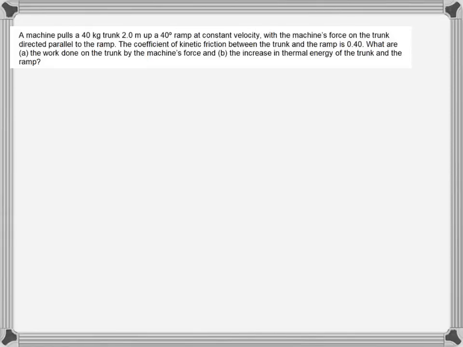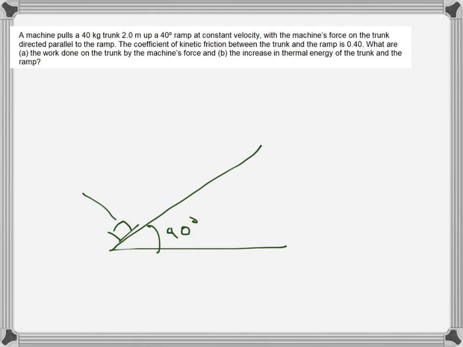Okay, so it says that a machine pulls a 40 kg trunk 2 meters up a 40 degree ramp at constant velocity. So this is the ramp, 40 degrees, and the trunk is 40 kg, so the mass is 40 kg, and this ramp is 2 meters in length. It goes at a constant velocity, and the machine's force is on the trunk directed parallel to the ramp.